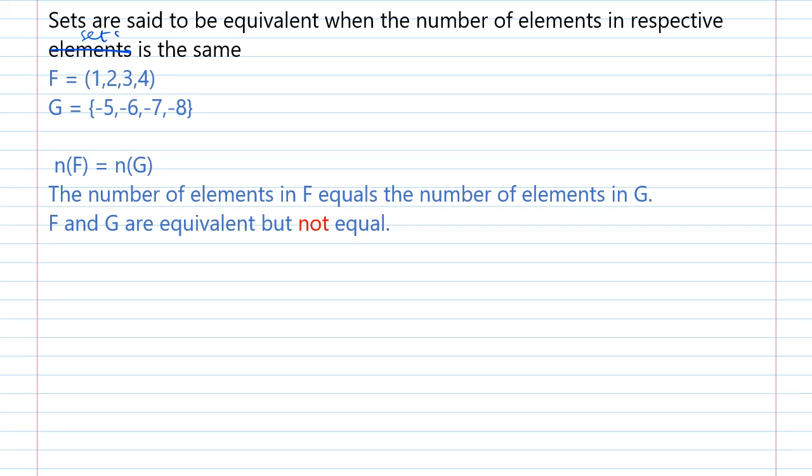Let's take another example to wrap up this session. Given set F equals {1, 2, 3, 4} and set G equals {-5, -6, -7, -8}, the number of elements in set F equals the number of elements in set G. The number of elements in set F equals 4, and the number of elements in set G equals 4 as well. So this is why set F and set G are equivalent. They are equivalent, but not equal.